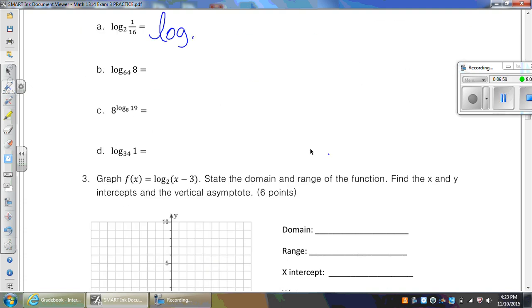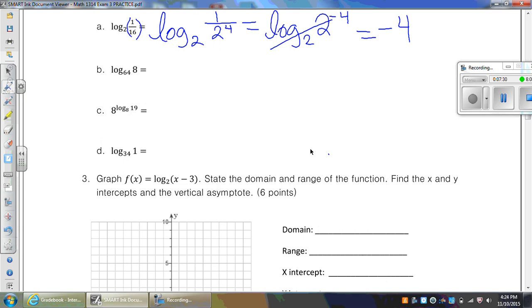So what I want to do here is use some of those properties that we went over. 1 over 16 could be rewritten in base 2 like this: 1 over 2 to the 4th power. However, that's not enough. What I need to do is make that 2 to the 4th power be 2 to the power negative 4. And once I do that, I can apply that rule and the answer will be negative 4.